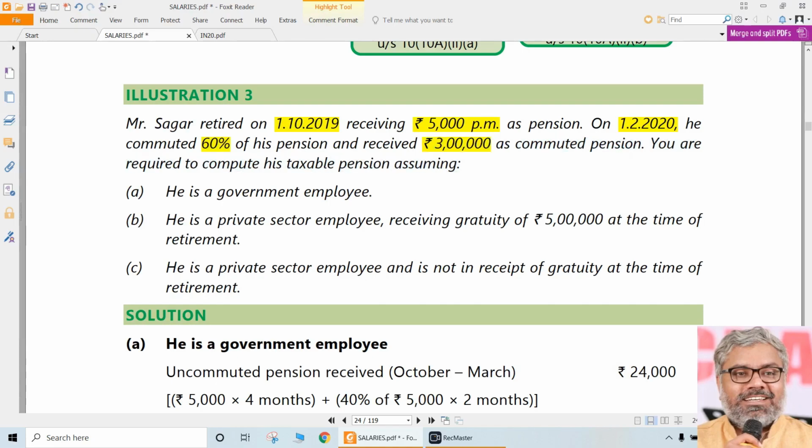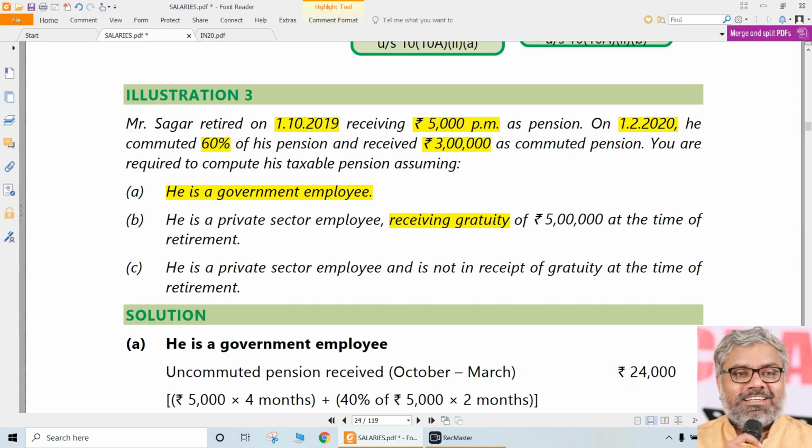3 lakhs rupees. How 3 lakhs? That we don't know. That is a headache. But he received 3 lakhs rupees, that we know. Against how much? Against 60% of his pension that is commuted. You are required to compute his taxable pension assuming he is a government employee, and assuming he is a private sector employee, receiving gratuity. Whatever amount that is, we don't care. Whether he received gratuity or not is enough. How much gratuity he received has nothing to do with pension exemption. So how much gratuity received is not material.